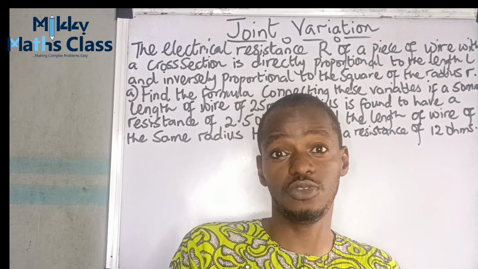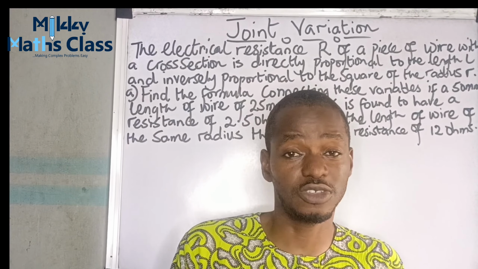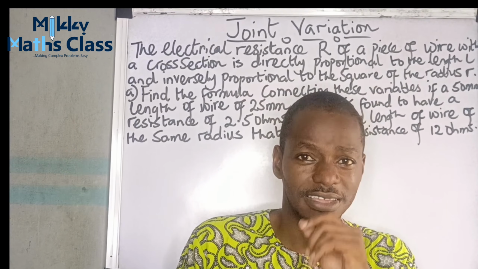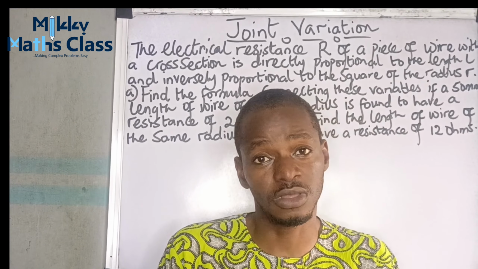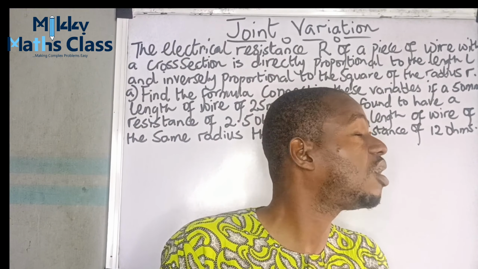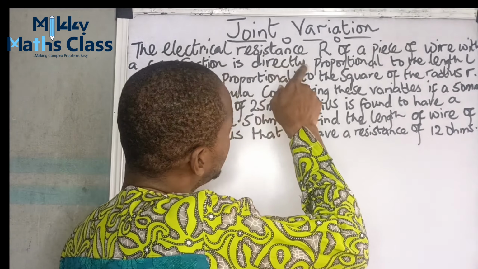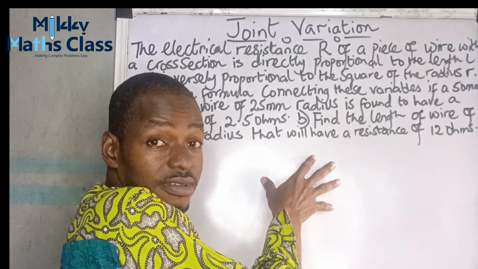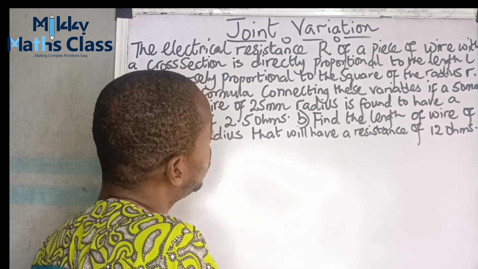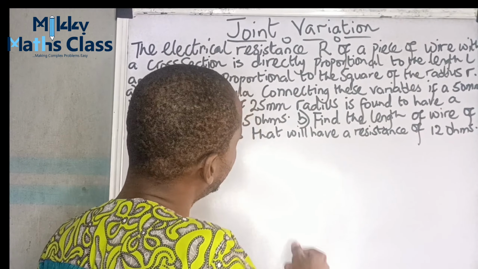Force jointly varies with the mass and acceleration of a body. That's an example of joint variation. Let's look at this wonderful question we have on the board. Take note, joint variation involves direct variation and more than one other variation.